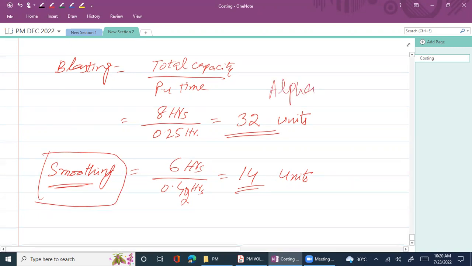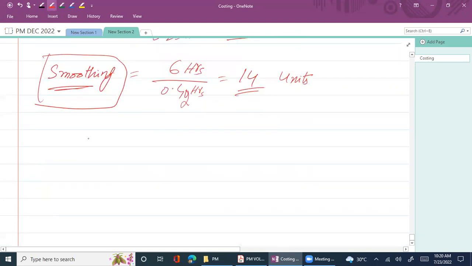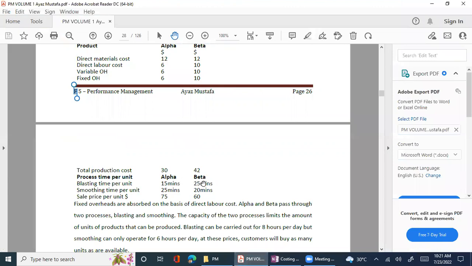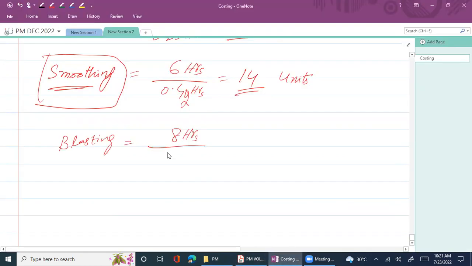You can verify the same by use of data for the product beta. The result will be the same. The decision will be the same, that the smoothing is a binding constraint. So if I use the data of beta, the per unit time of beta in the blasting department is 25 minutes. So when I convert these minutes into hours, this will be 0.42. So how many units can I produce for beta in the blasting department, please? Then I will check the same for the smoothing.